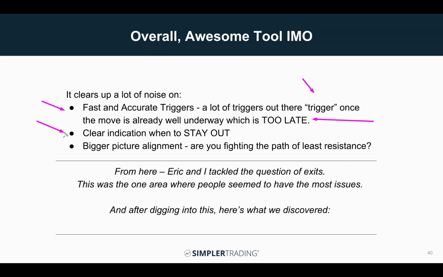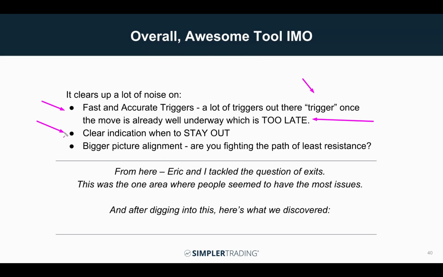Because there's no edge. That's all we're doing, is looking for edge, right? And there's also bigger picture alignment. Are you fighting the path of least resistance? You might be bearish, but if everything is crossed higher and you're bearish, you are not on the path of least resistance, no matter what the news is saying, all right?